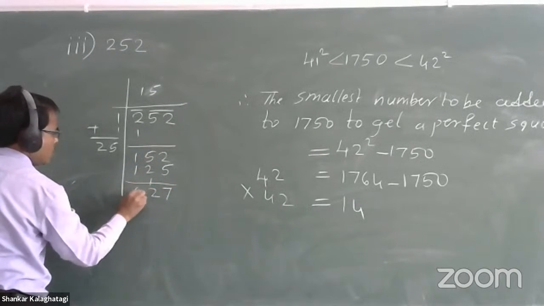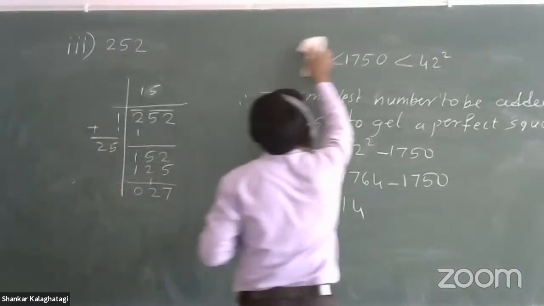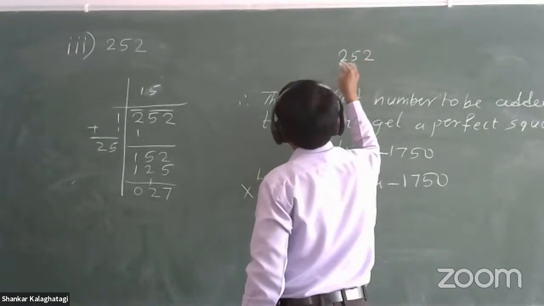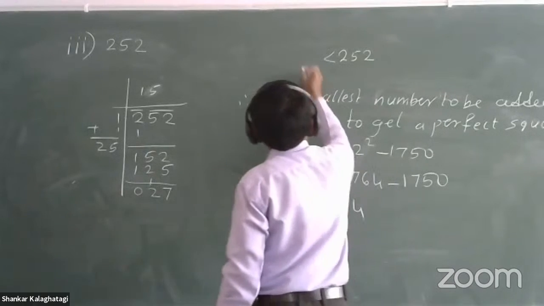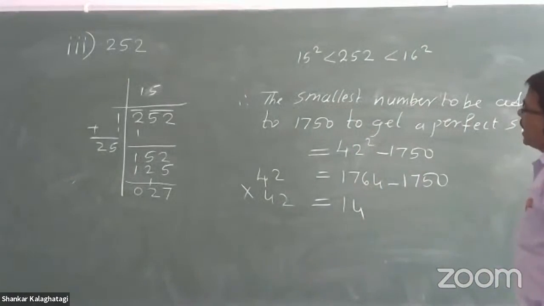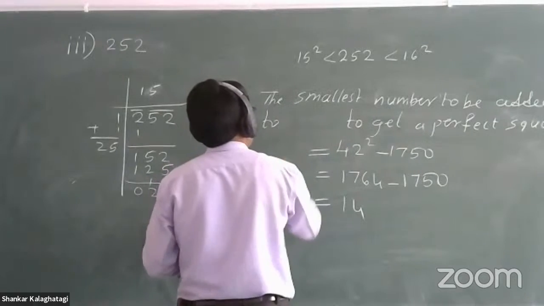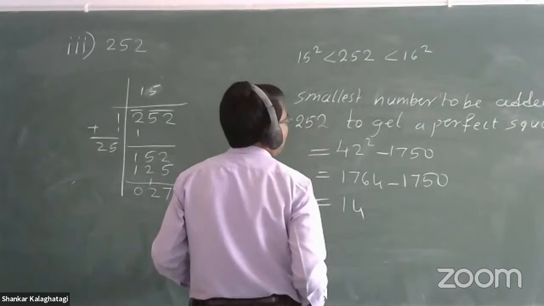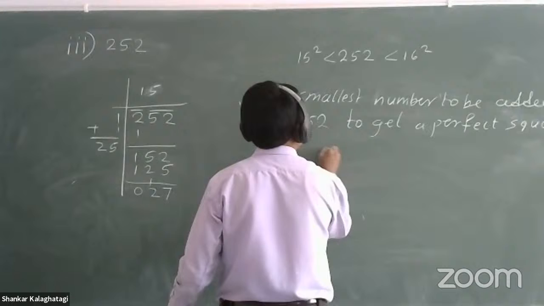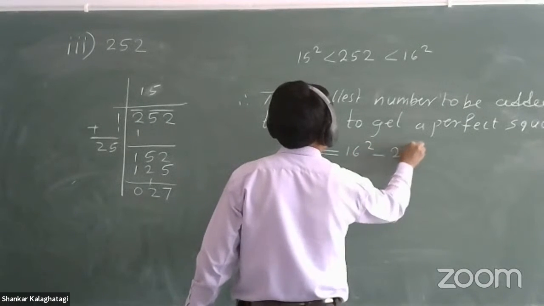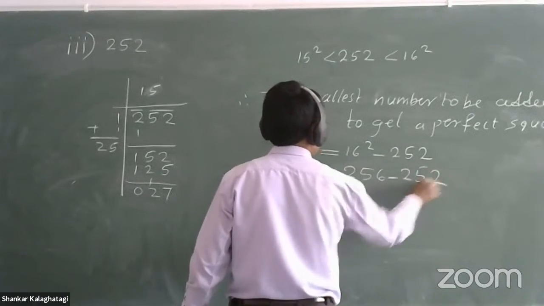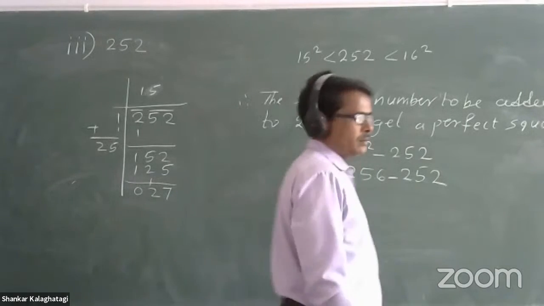This is 250, 27 is the answer. 252 is greater than 15 square and less than 16 square. The smallest number to be added to 252 to get a perfect square is 16 square minus 252. 16 square is 256. 256 minus 252 is 4. This is the answer.